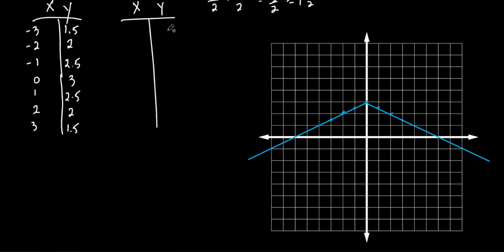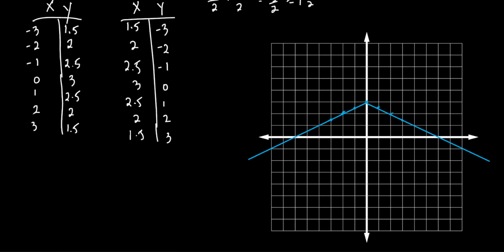All right, let's put the x's over here where the y's are supposed to be. So I'm going to go -3, -2, -1, 0, 1, 2, and 3. And then let's put the y's in where the x is going to be. So that's 2.5, that's 3, that's 2.5, that's 2, and that's 1.5. Okay? So now let's plot that.